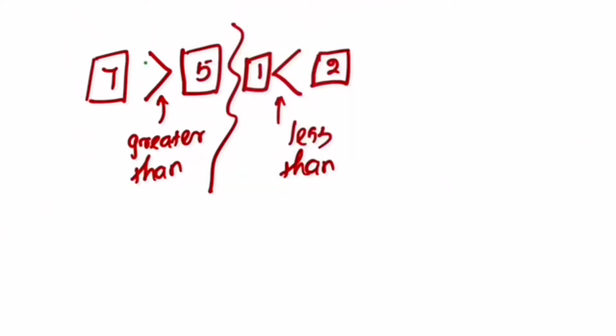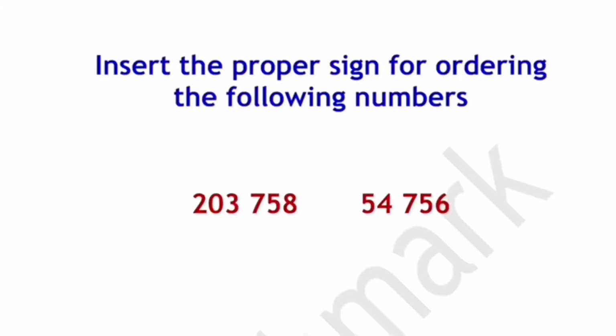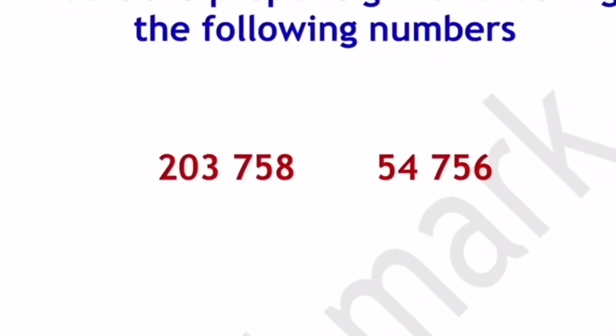Now think about this open end. The open end is always towards the bigger number. Check the question. Insert the proper sign for ordering the following numbers. We'll do it together.